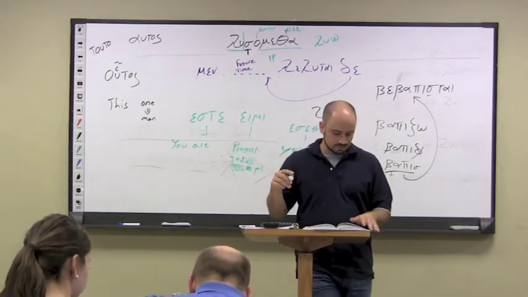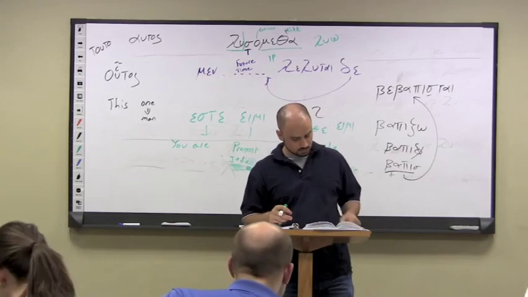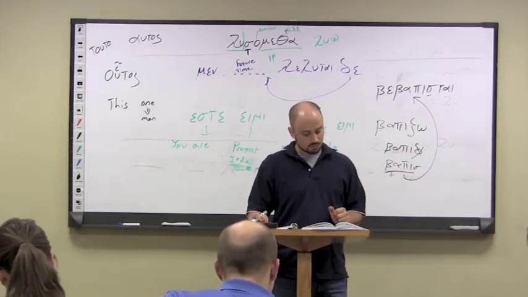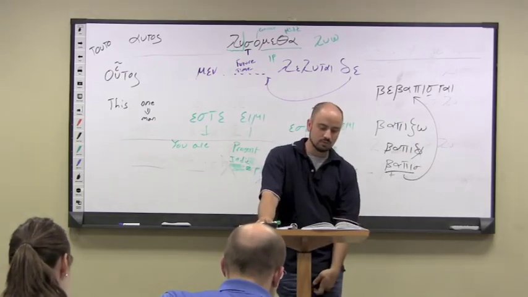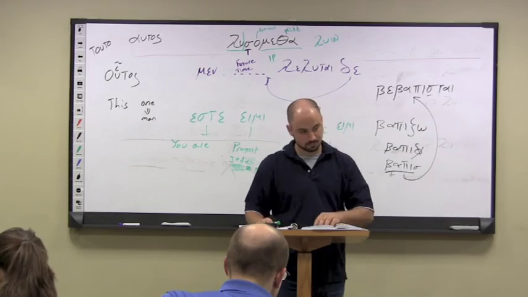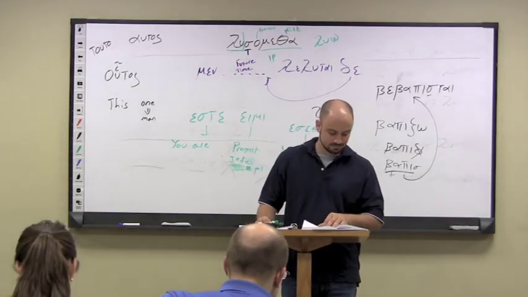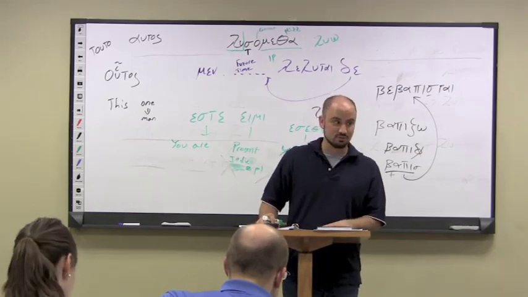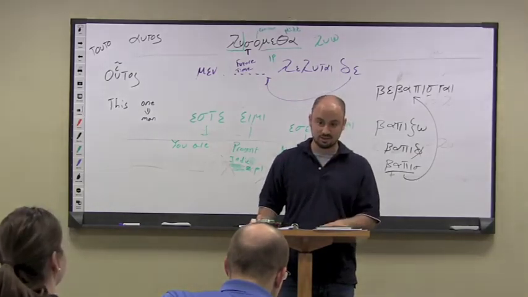Homework, 7 through 11. Perfect middle passive, know it. Know your future middle indicative. And your vocabulary. And for Joyce, you've learned a semester of Greek after you get that done and come in here.